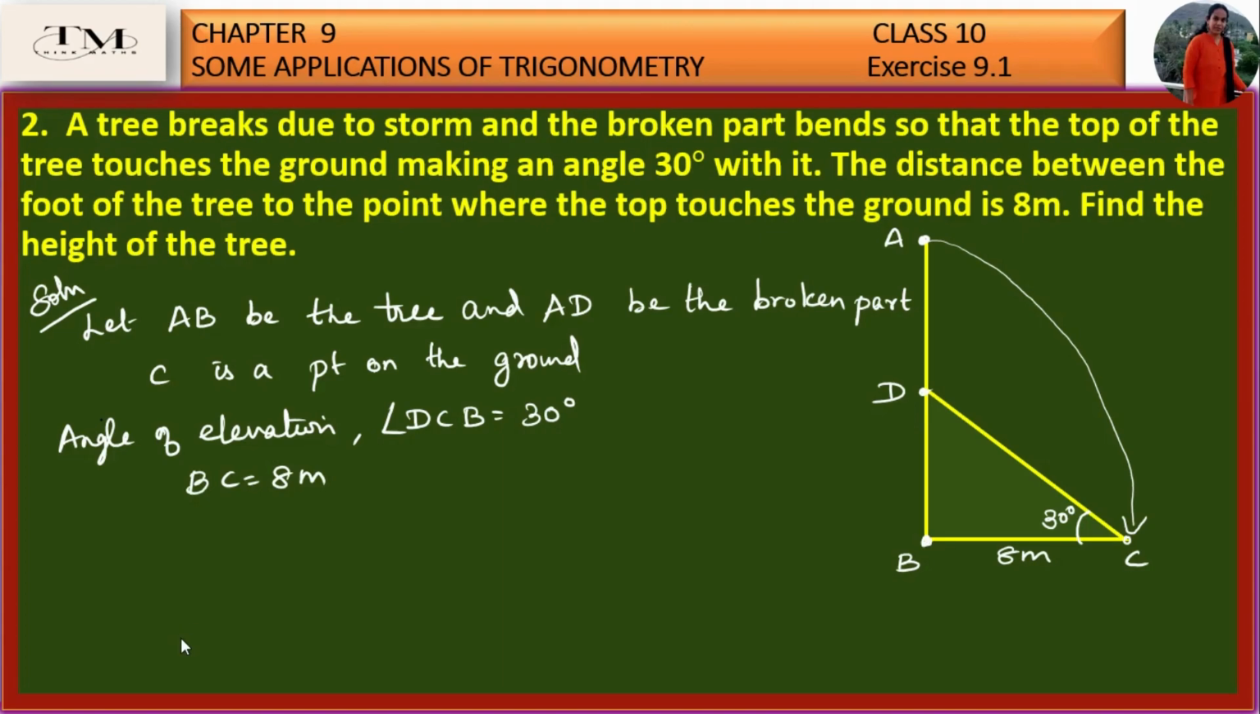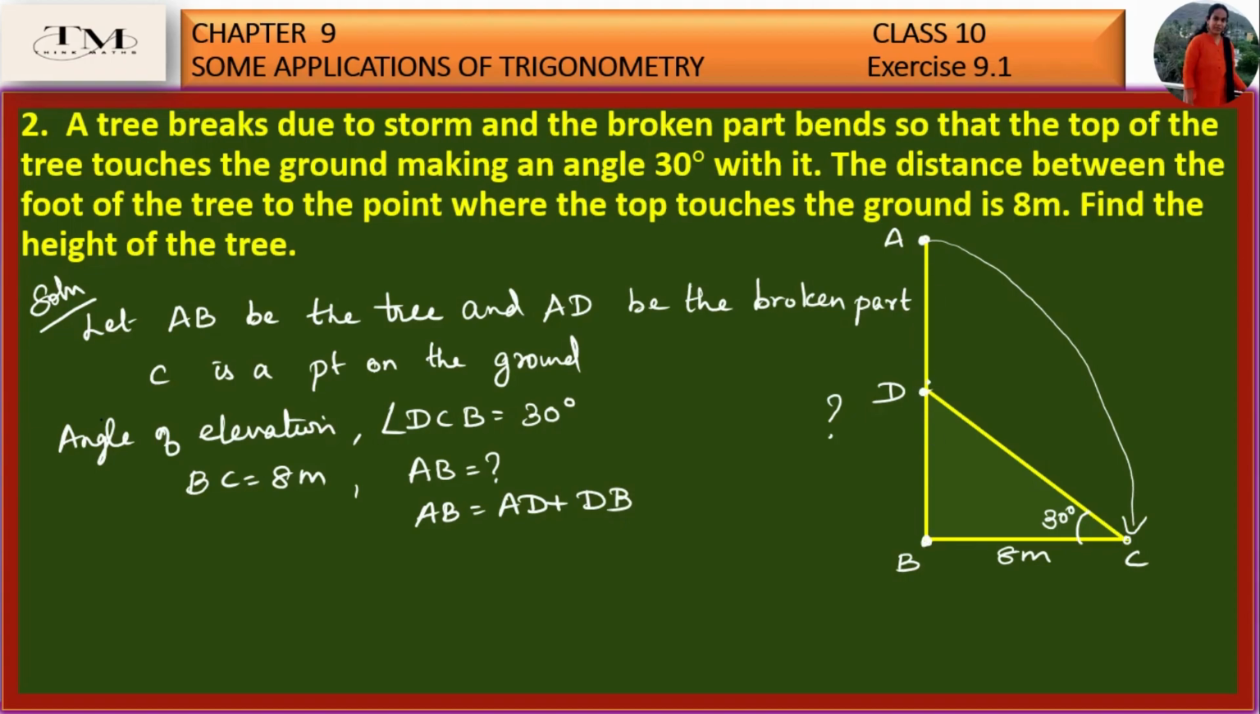What we need to find? We have to find out the height of the tree. So which is the tree? AB. We have to find AB. What is AB? AB is nothing but AD plus DB. So we have to find DB as well as AD.